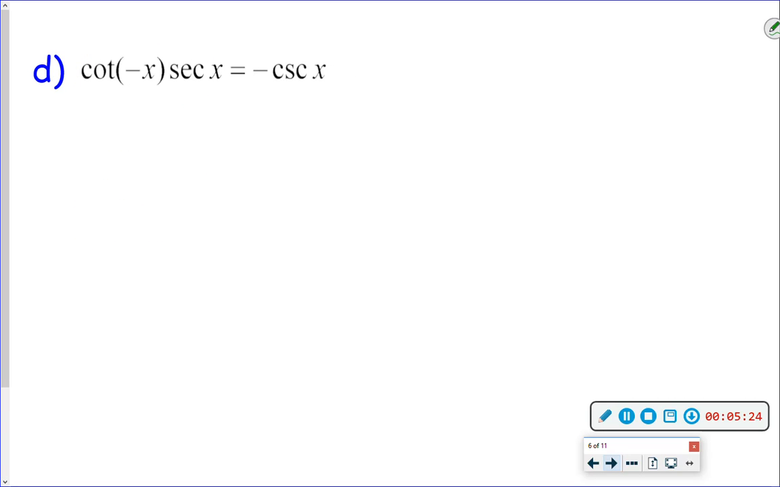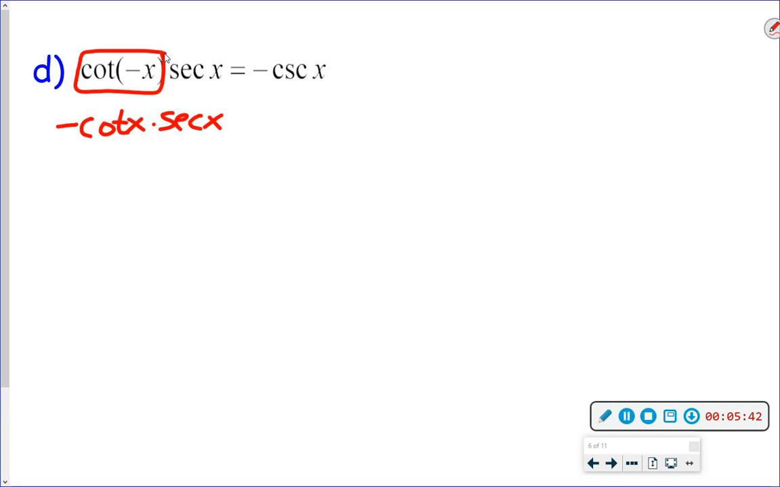Okay, left side. We're going to start with that one, of course, and more complicated. Another odd-even identity. Cotangent is odd, so we get the opposite. I'm going to start with that. Now, we're trying to turn this into cosecant. That's what we're going to work on.